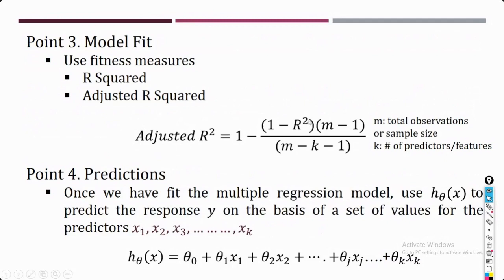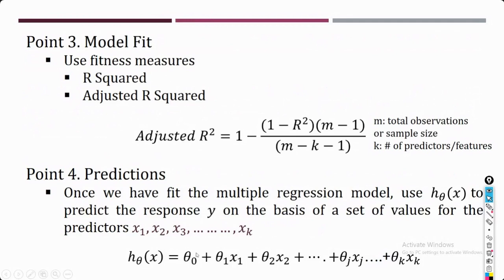And how is it going to be calculated? This is the R square, which means this one. This M is basically representing the total number of observations, or you can say the sample size, and this K is the number of predictors. That means the number of features which you have. So the number of instances and the number of features also contribute to the calculation, or contribute to how fit your model is. So this way your adjusted R square is working.